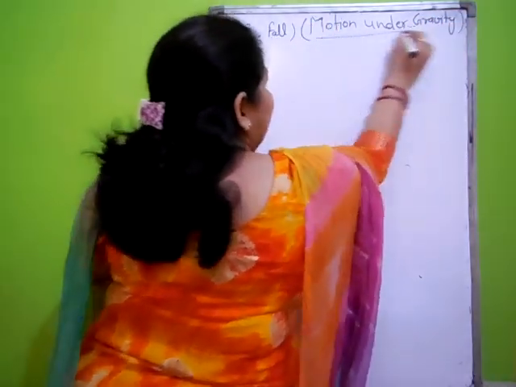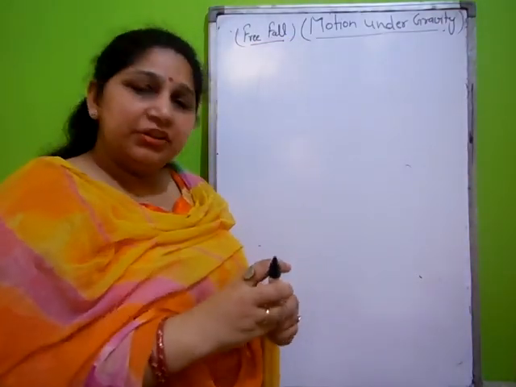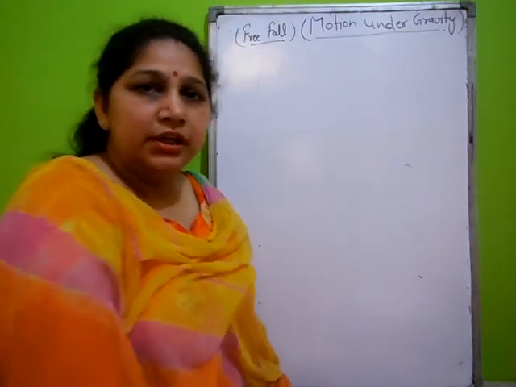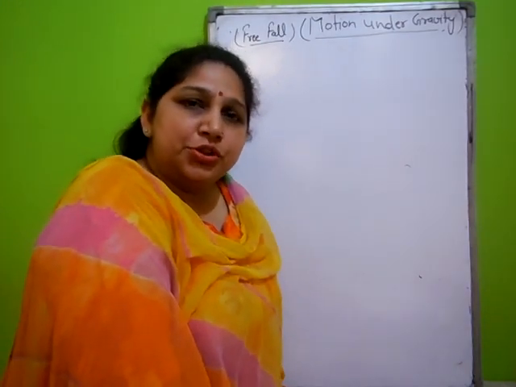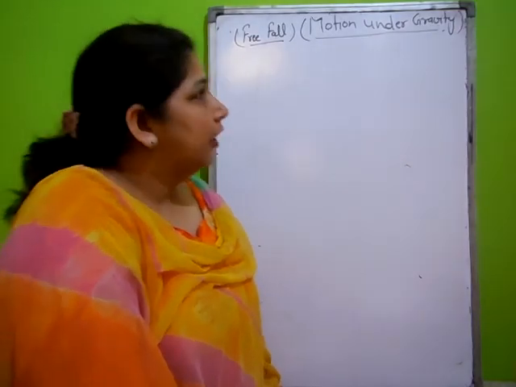What do you mean by free fall? When we drop any object, its velocity gradually increases. When velocity increases, definitely there is a force, and this net force is due to the earth, and its direction is toward the center of the earth.